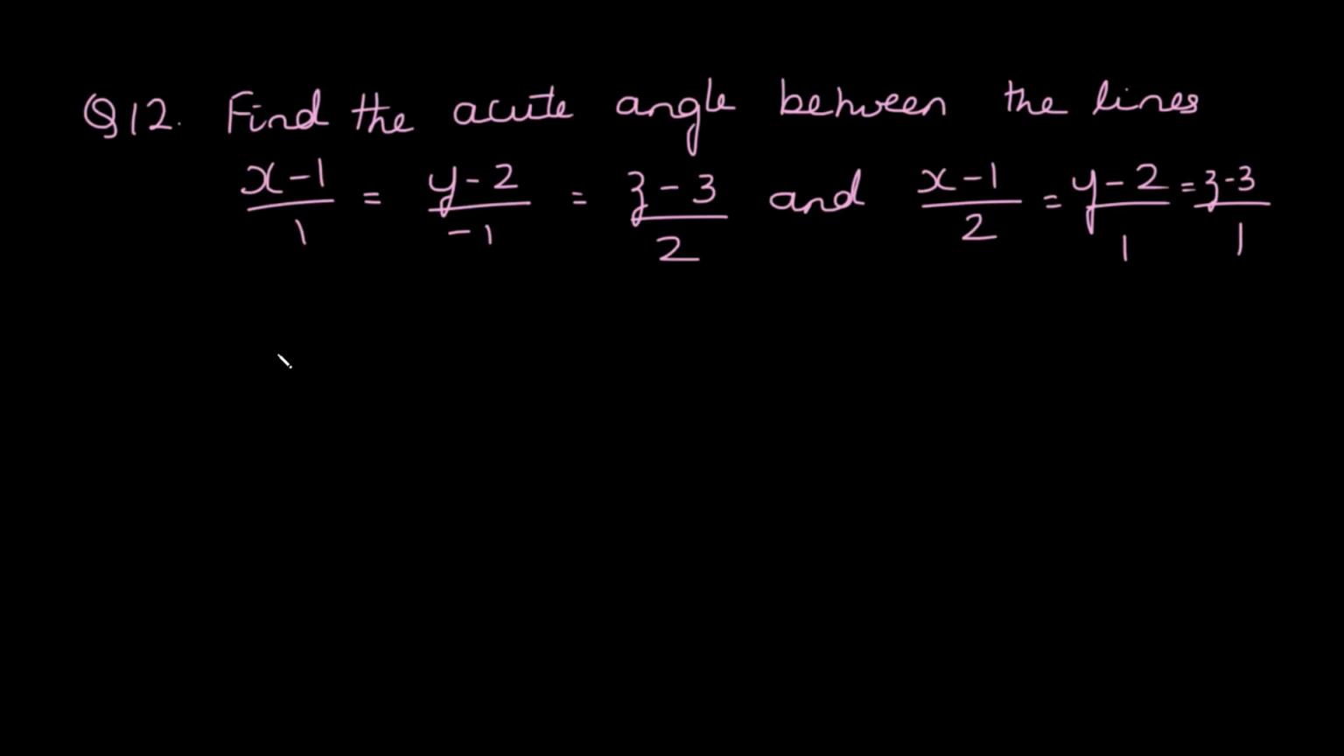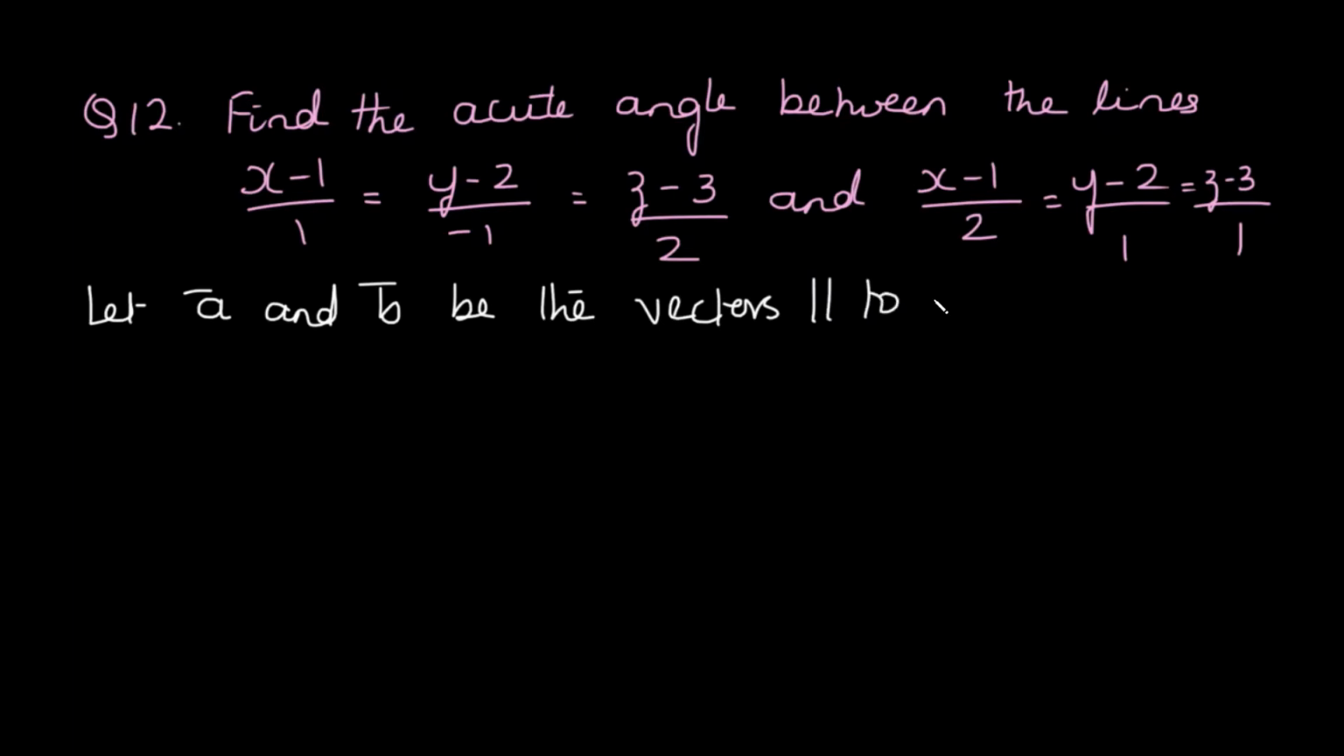Now, in this case, let A and B be the vectors parallel to the lines respectively. Okay, parallel to the first line and the second line, L1 and L2 respectively. This means A bar is parallel to L1 and B bar is a vector which is parallel to L2. So therefore, when vectors are parallel to the given lines, you can find these vectors by taking the direction ratios of the line.